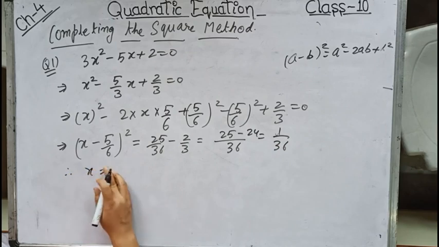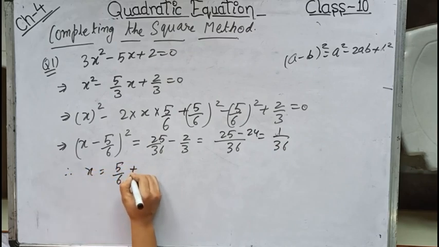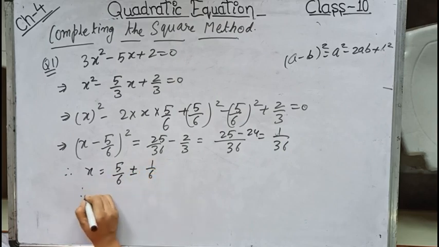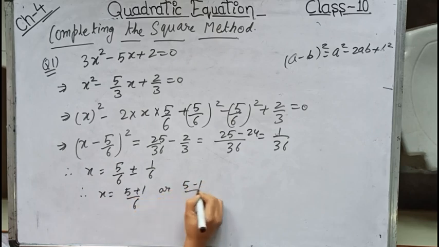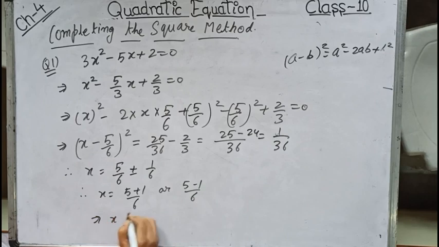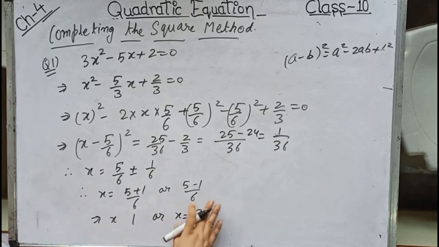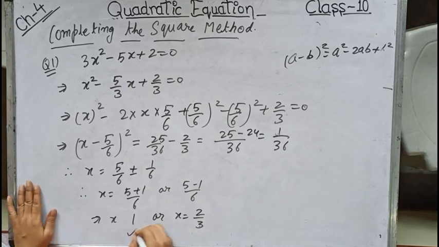Therefore x equals 5 by 6 plus minus 1 by 6. Therefore x equals 5 plus 1 by 6 or 5 minus 1 by 6, which implies x equals 6 by 6, that is 1, or x equals 2 by 3. I think the same answer we got. Last time what answer we got? So we got the same answer as 1 and 2 by 3.